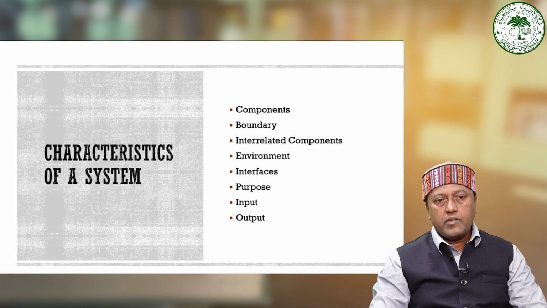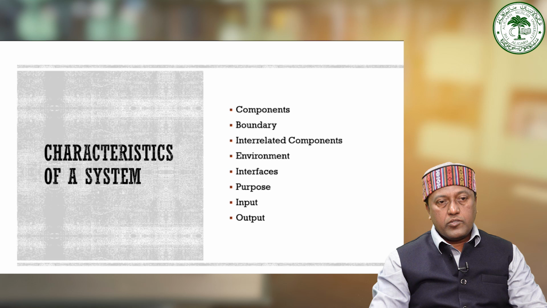Next characteristic is interface. Interfaces in a library system include interactions between the patron and the library staff, as well as between different subsystems such as cataloging and circulation. These interfaces facilitate activities such as book borrowing, reference inquiries, and collection management.